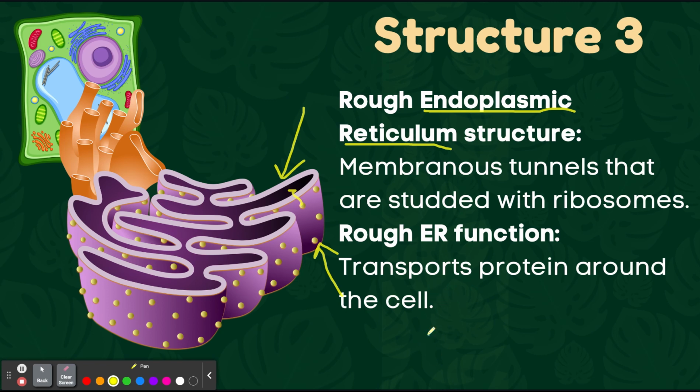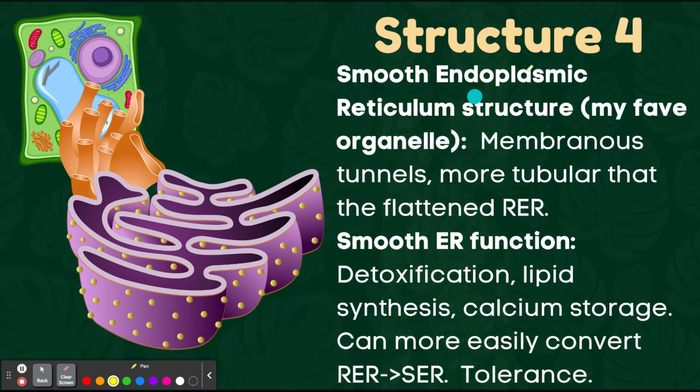So it's going to transport protein around the cell. For the rough endoplasmic reticulum, I've seen different estimates, anywhere from 20 to 70% of certain cells. If the cell has to make a lot of protein, like for example in muscle cells, then it's going to have more rough endoplasmic reticulum to be able to transport that around the cell. Okay, so that's the rough endoplasmic reticulum.